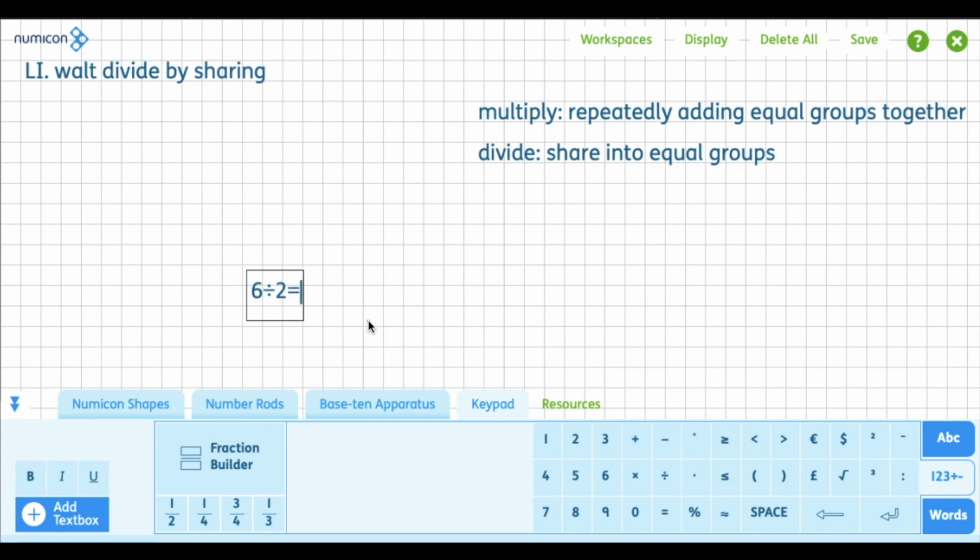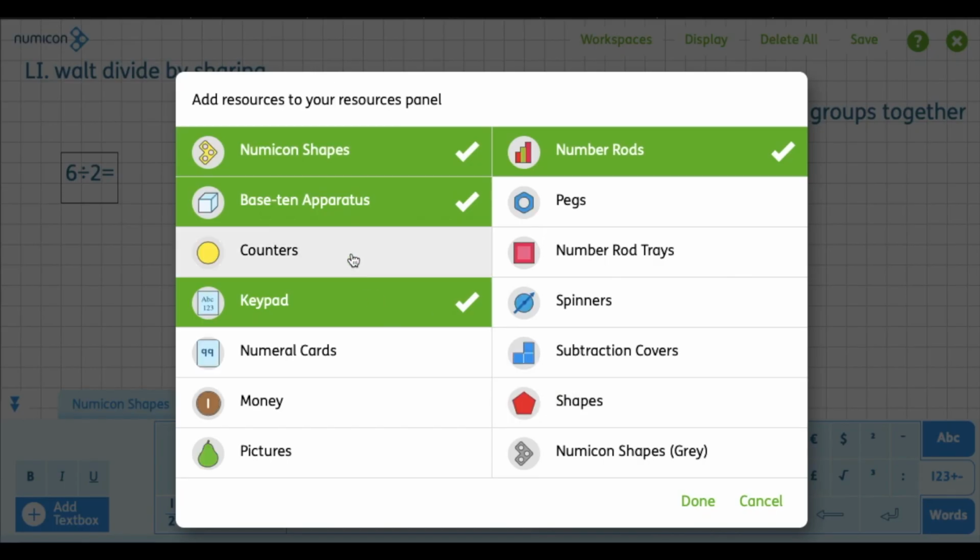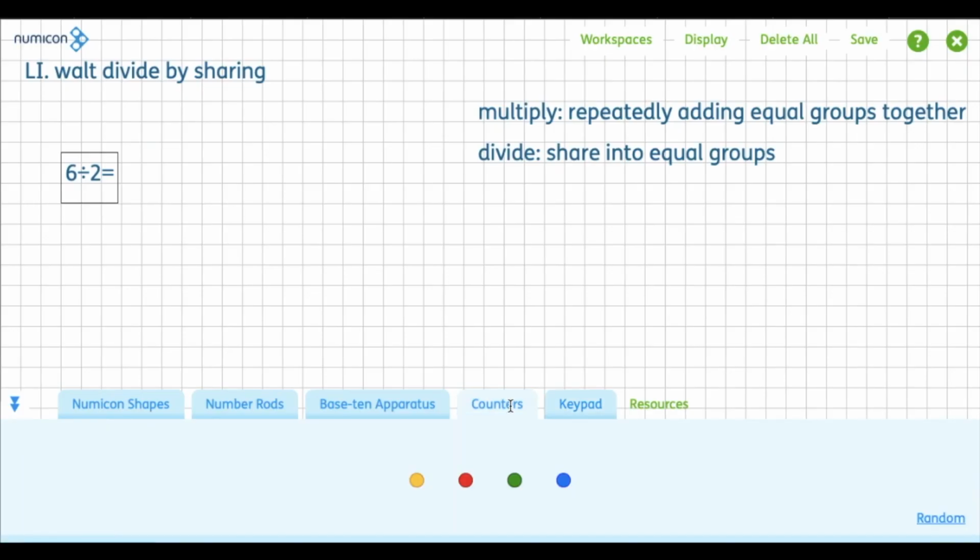Okay, now this is the division symbol, and it just means to share. So dividing is to share. So I'm going to start with 6 and I'm going to use counters this time. So I'm going to start with 6 counters. 1, 2, 3, 4, 5, 6. Okay, I'm going to scoot them over here.